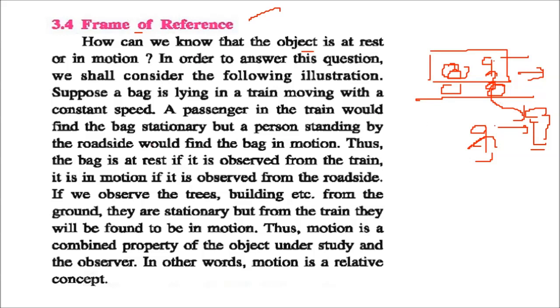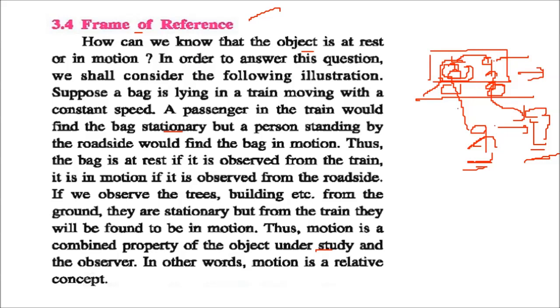A person in the train would find the bag stationary, as I said. But the person who's standing by the roadside would find this bag in motion. So this bag is observed from the train. It is in motion. He is observing it. But if you observe this tree, the building which is outside, they are stationary. But as the train is moving, the person here would see them as in motion. So motion is a combined property of the object which is under study, along with the observer.